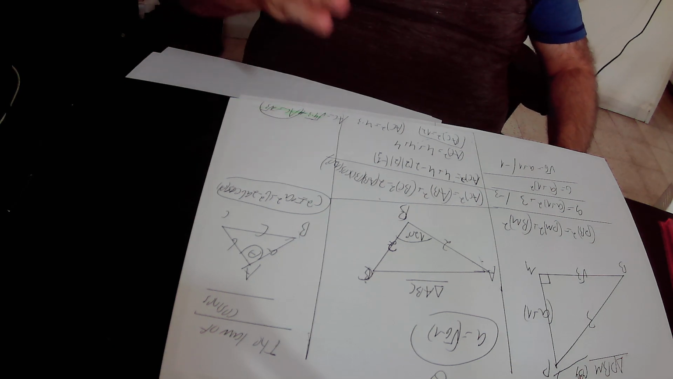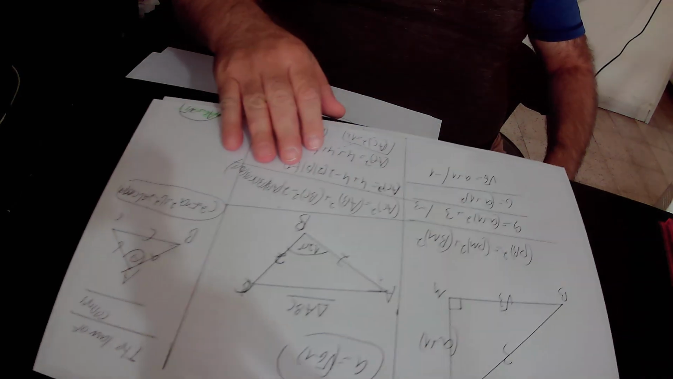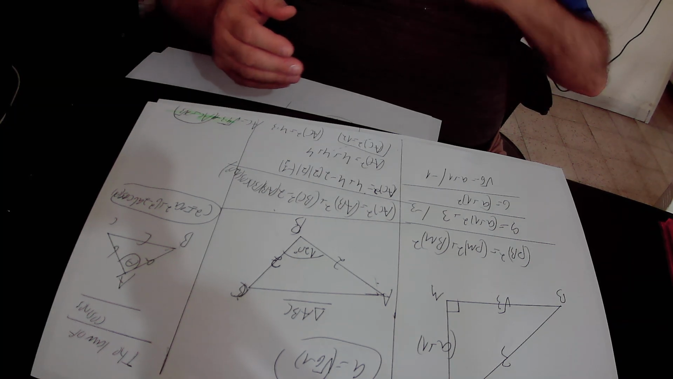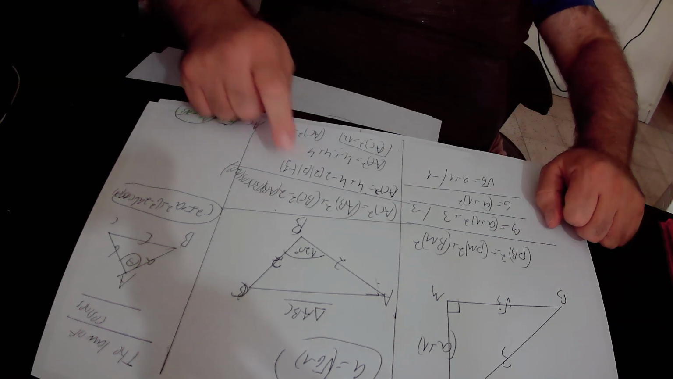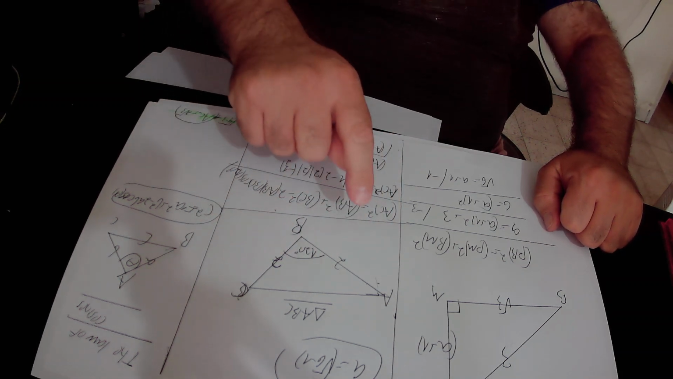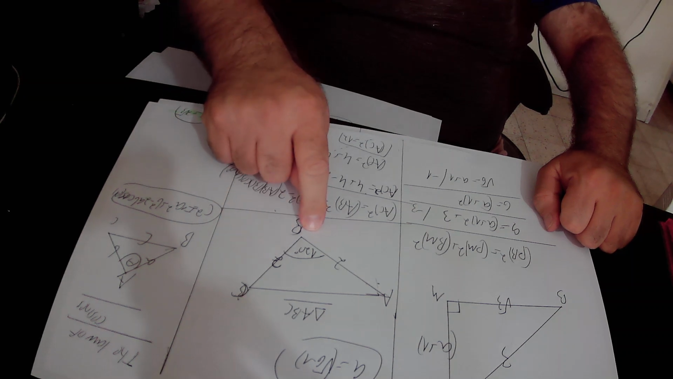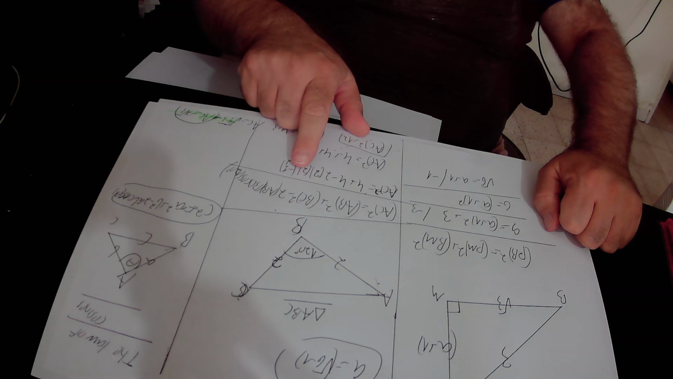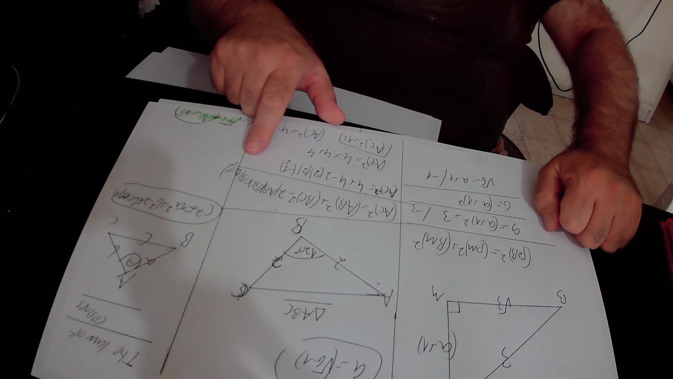We can implement the law of cosines in our triangle ABC. According to the law of cosines, in our triangle ABC, we get that AC squared equals AB squared plus BC squared minus 2 times AB times BC times cosine 120 degrees. Again, AC squared equals AB squared plus BC squared minus 2 times AB times BC times cosine 120 degrees.